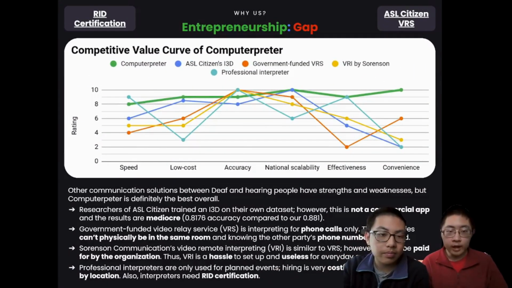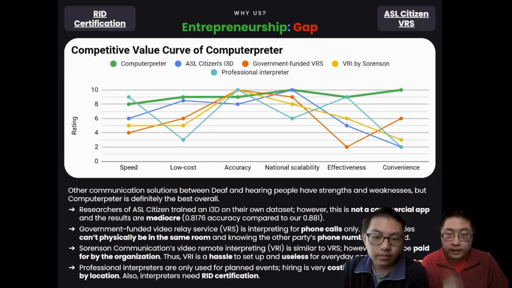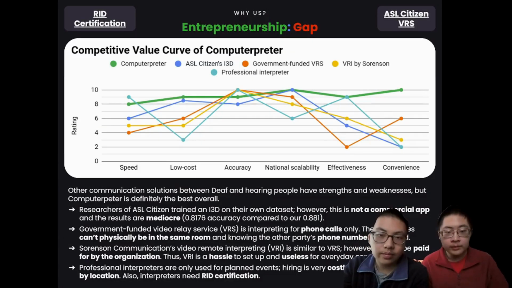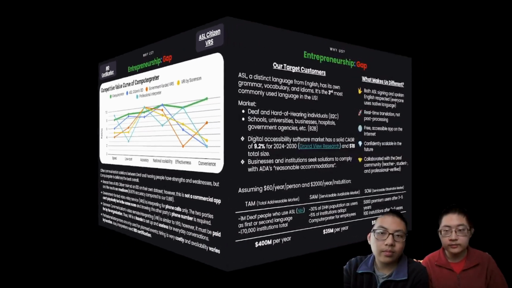So why us? Why Computerpreter? Well, as you can see, here is the competitive value curve. ASL Citizen's research is not an app, and their results are even worse than ours. Government-funded VRS is an interpreter for phone calls only, so by law, the two parties cannot be in the same room. VRI by Sorenson Communications is similar to VRS, but it must be paid for by the organization, so it does not solve the problem. And professional interpreters, of course, need to be planned, and hiring is costly.